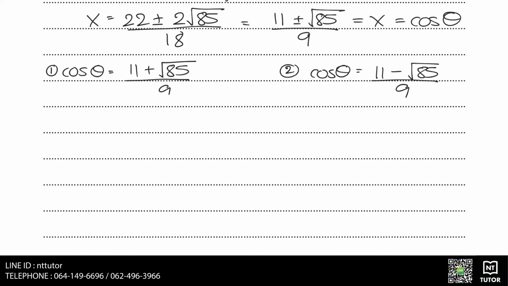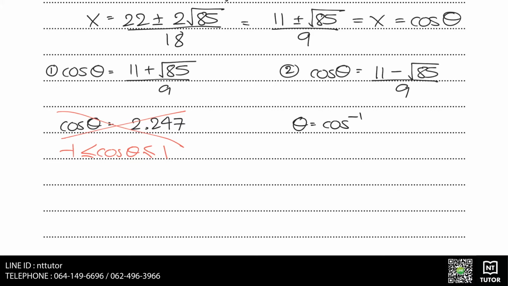11 plus the square root of 85 over 9 is approximately equal to 2.247. If cos theta equals 2.247, there is no solution for theta because cos theta only goes between minus 1 to 1. 11 minus the square root of 85 over 9, however, is between minus 1 and 1. Therefore, we can find the value of theta by doing inverse cos.